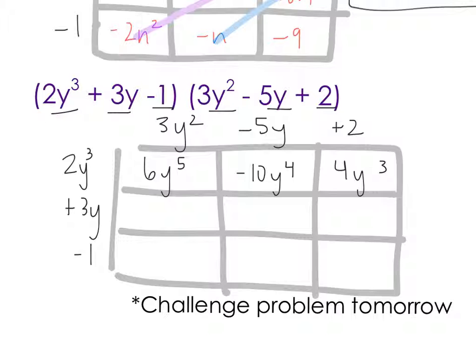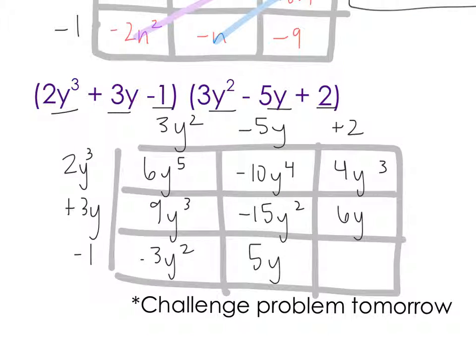3y times 3y squared is 9y cubed. 3y and negative 5y are negative 15y squared. 3y and 2 are 6y. Negative 1 times 3y squared is negative 3y squared. Negative 1 times negative 5y is positive 5y. And negative 1 times 2 is negative 2.